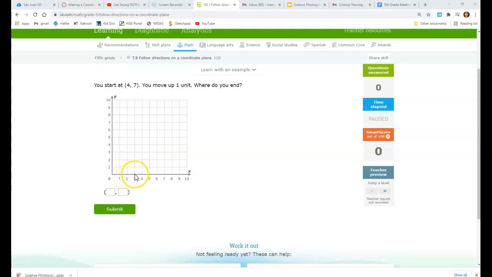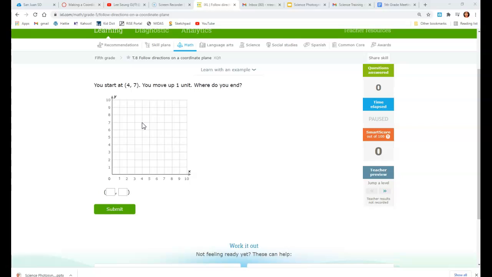So let me find the 4 again. 4 is first. You always find your x-axis first. So here's the 4, and then I'm going to go up 7. 1, 2, 3, 4, 5, 6, and 7. And if I look across right here, I can see that it is indeed the 7. Here's the 4, and so here is my starting point.